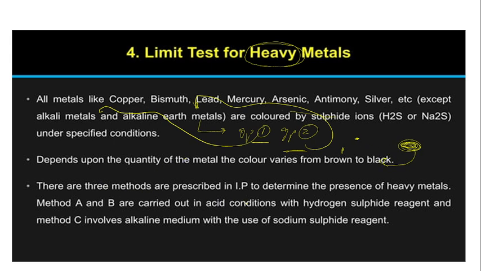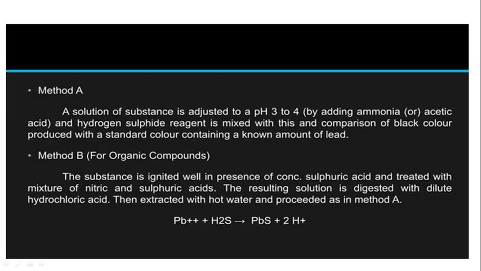And then three methods are prescribed to determine the presence of heavy metal. Method A and B are carried out in acid condition with hydrogen sulfide reagent. There are three methods prescribed to know about the content of heavy metal present in a particular solution, categorized as method A, B, and C. Method A and B are carried out in acidic condition, in which we react the solution with hydrogen sulfide reagent, and in method C, we react the solution in alkaline medium with sodium sulfide reagent.